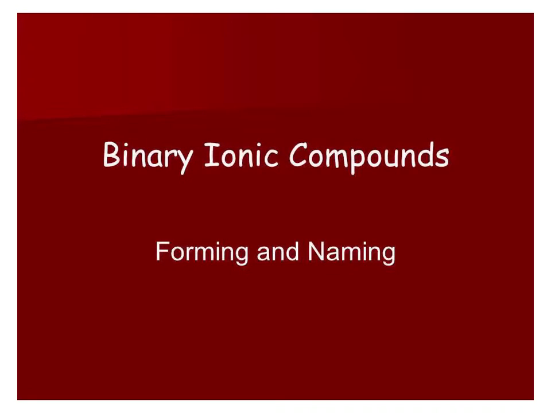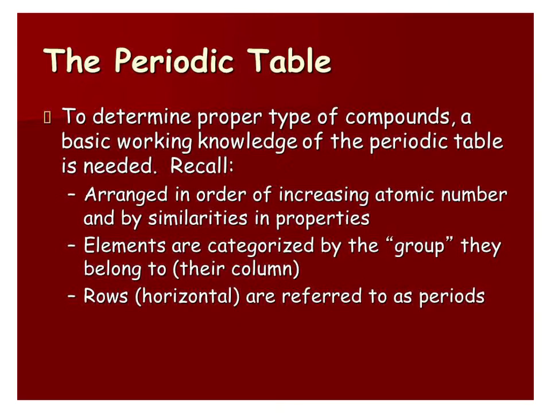So the first set we're going to talk about today are the binary ionic compounds. There's a bunch of other types of compounds, but today is just the binary ionic compounds. So to understand how ionic compounds form from elements, we have to go back to the periodic table to understand again where the components are of that.